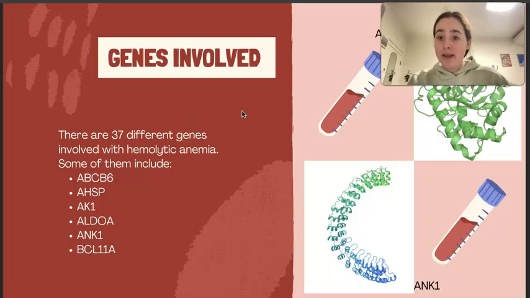One of them is ABCB6, which is up top over here, which I'm not really sure if my face is covering. I hope it's not. And ANK1, which is over here. Sorry, I'm messing that up. But these are just two different ones. They look very different, but these are some of the genes involved. And they may look very big here, but they're super, super tiny in your body, and that can really affect whether you have this disease or not.